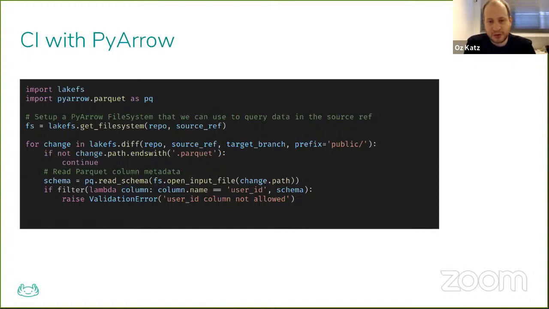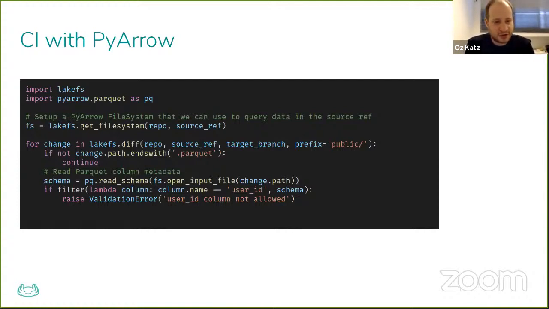Why? Because it's personally identifiable, and the prefix I'm working on is maybe /public or something like that. This type of column name is not allowed there. And now I have this guarantee that anything written to public/something will never contain this user ID column.